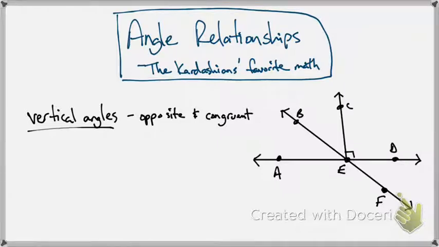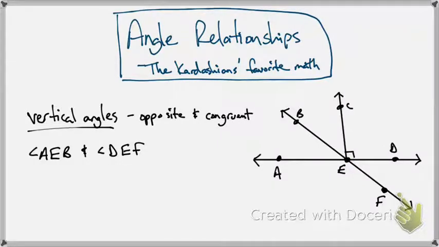All right? And so from our little picture off to the side, there's a couple pairs of vertical angles I'm going to show you. There's angle AEB and angle DEF. Those are vertical angles. Let me point out where those are. AEB and DEF are vertical. Do you see how they're opposite each other and congruent? Any two lines that intersect each other will always make two pairs of vertical angles.